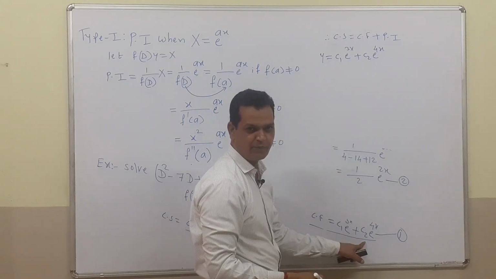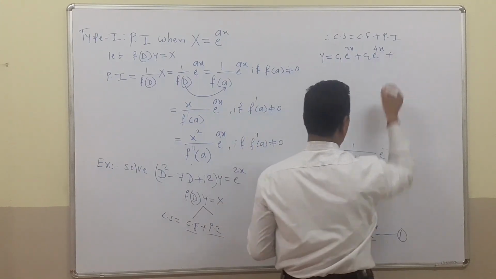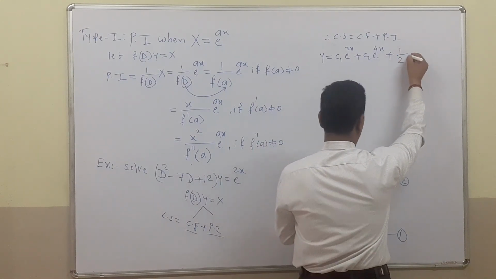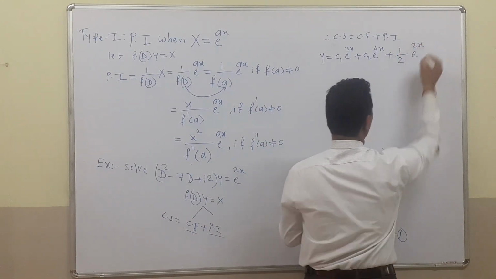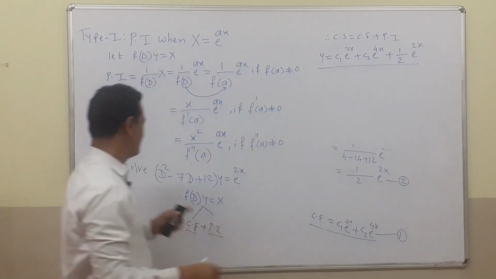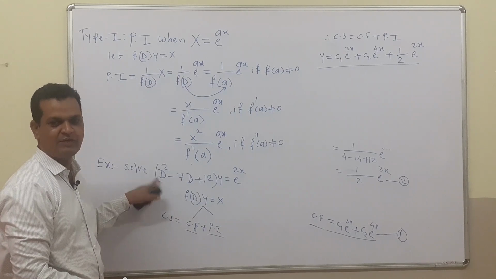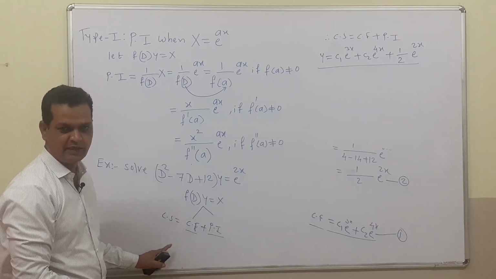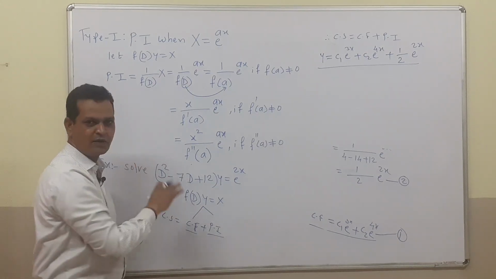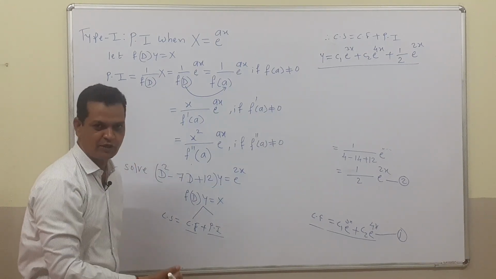So this is the value of complementary function plus value of particular integral. Value of particular integral is 1 upon 2 e raised to 2x. So in this way we get the complete solution of this linear differential equation, and this is the simple method for finding the value of complete solution of linear differential equation.